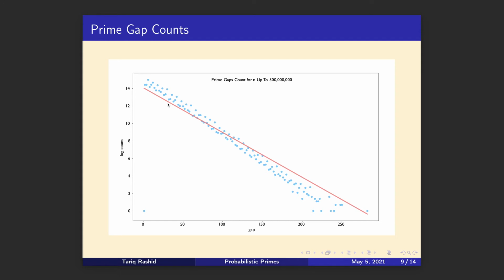So overall, this very simplified probabilistic model of the primes has given us this prediction of prime gap counts that is not bad, especially given the simplifications we made and the approximations we made. Let's see if we can improve it a little bit. Again, we're not going to do anything too advanced, just a small improvement.